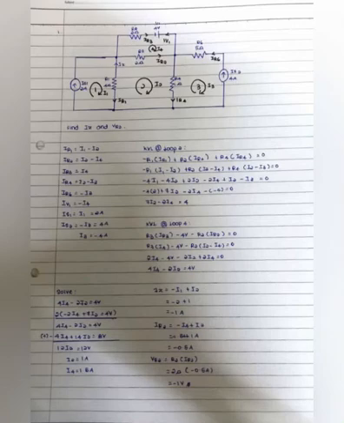So now we can find VR2. V equal to IR, so R2 multiply IR2. So it equals 2 ohms multiply negative 0.5A. So it is equal to negative 1V.